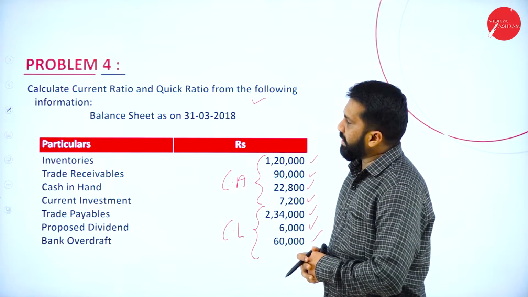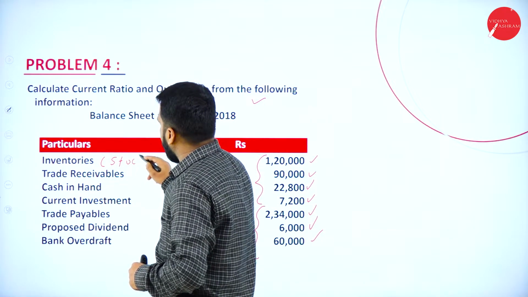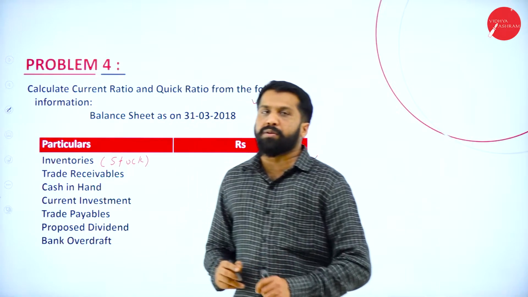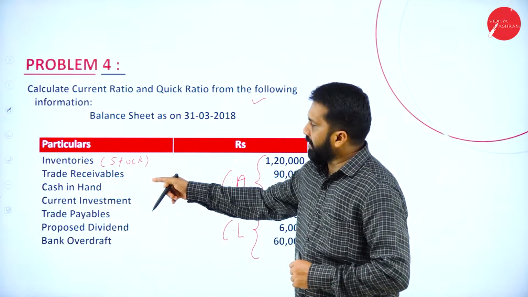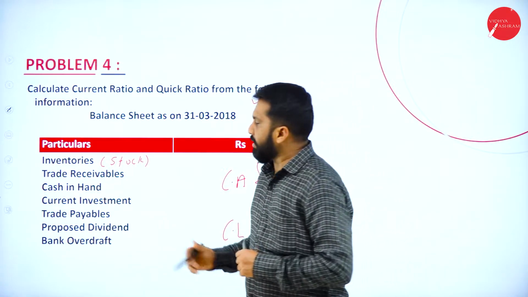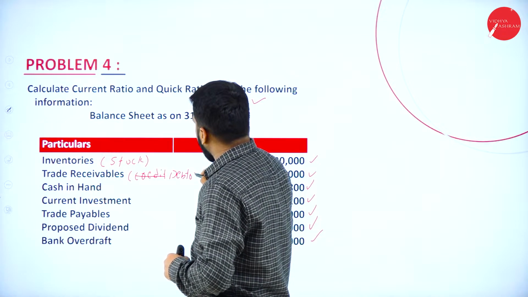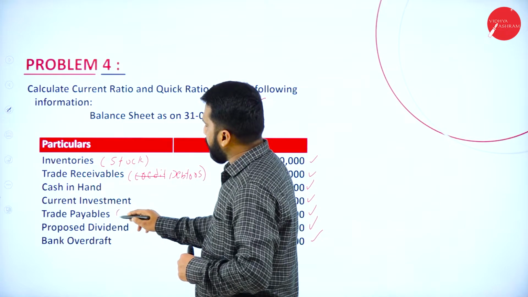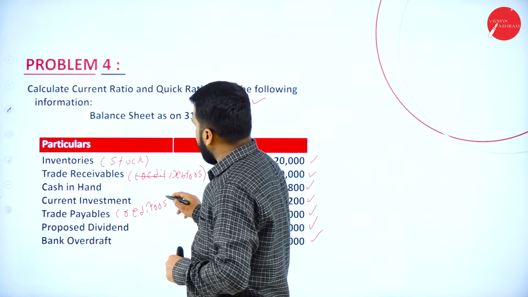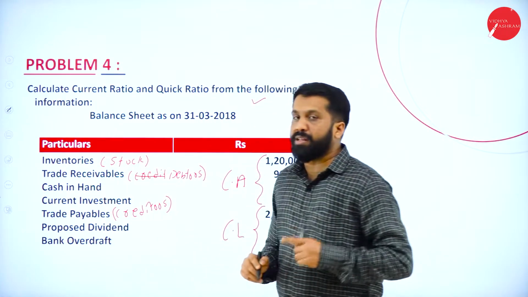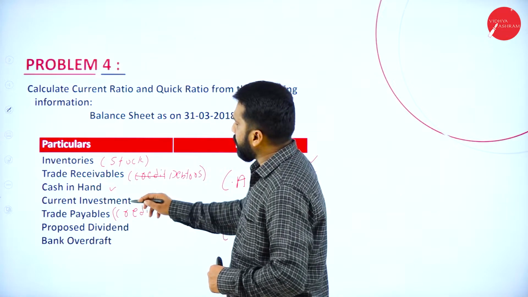Now, you know what is inventory? Inventory means, remember, this is nothing but closing stock. Another name for closing stock, we call it inventory. Now, trade receivable, you know that it is nothing but debtors because it is on the asset side. Trade payable is nothing but your creditors. If it is payable, creditors. If it is receivable, we call it debtors. Now, cash in hand, this you know.